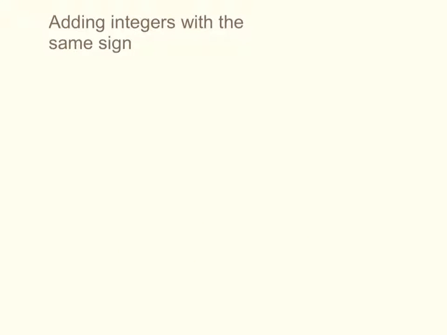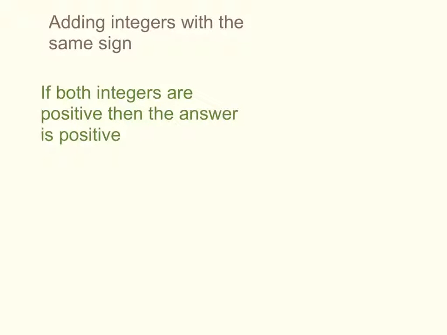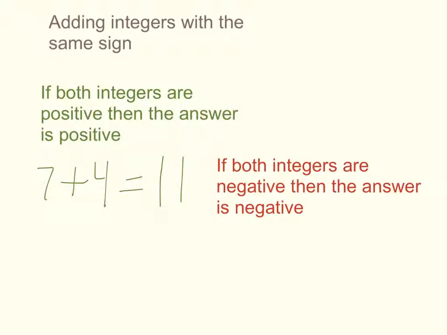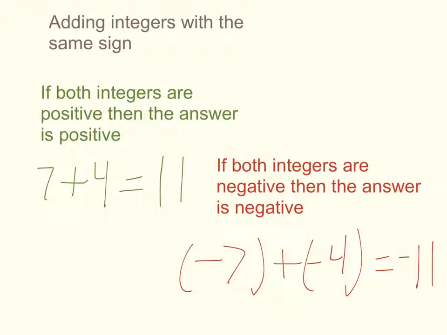Here are some tricks when you are adding integers with the same sign. If both integers are positive, then the answer is positive. So 7 plus 4 equals a positive 11. Same with negative integers. If both integers are negative, then the answer is negative. So -7 plus -4 equals -11.